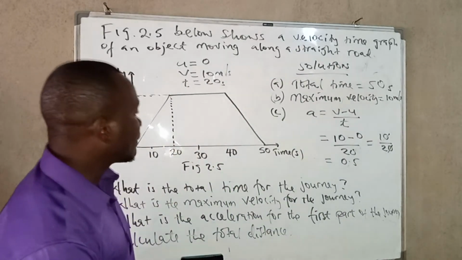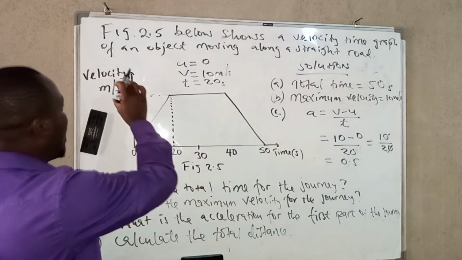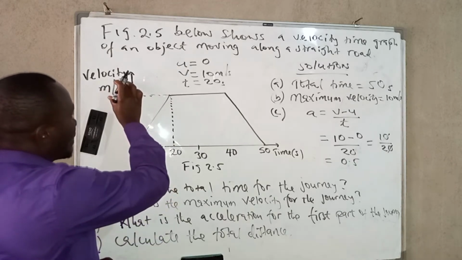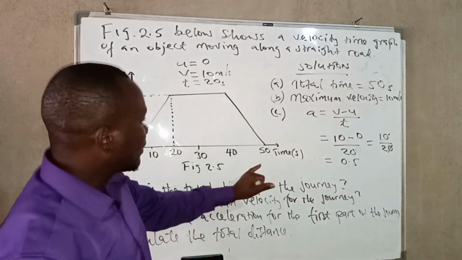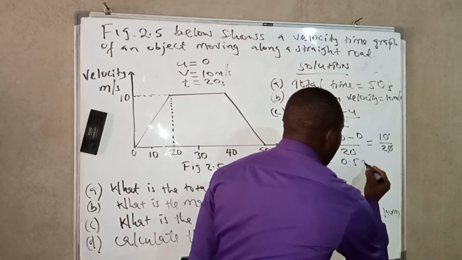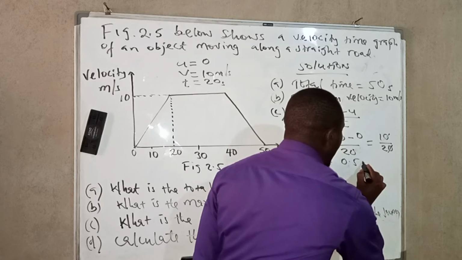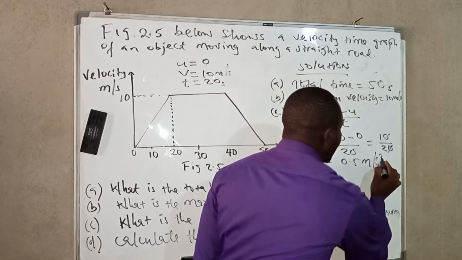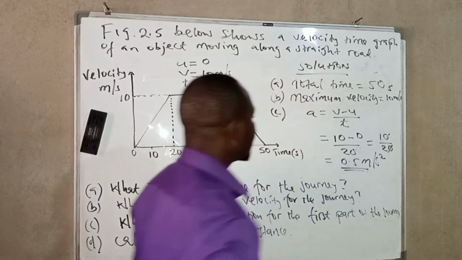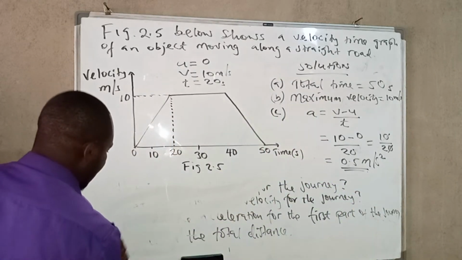Now the units for acceleration are meters per second squared. So we have meters per second over 1 second, so it makes second squared, and these are the units for acceleration, meters per second squared. But here we are going to find the total distance.